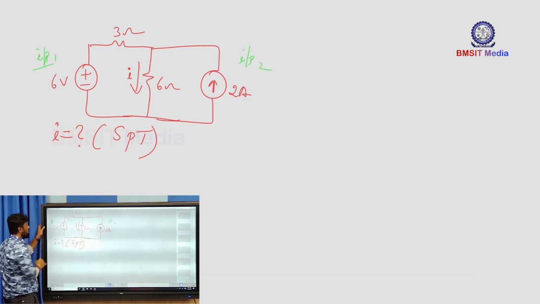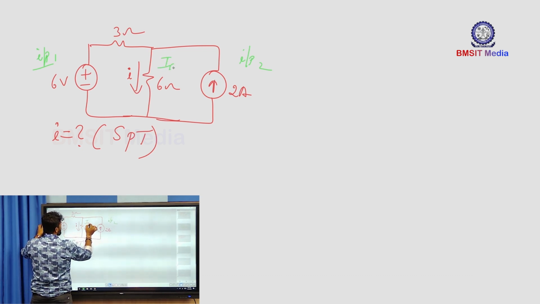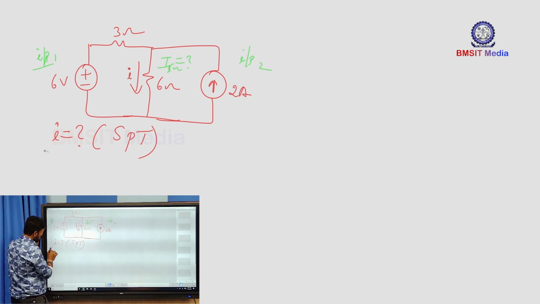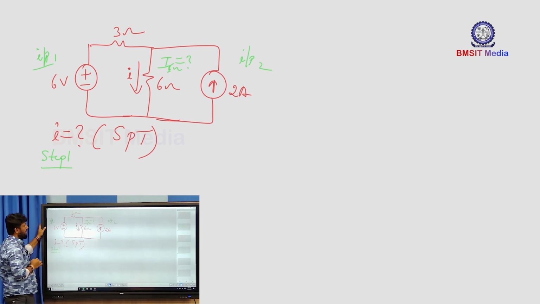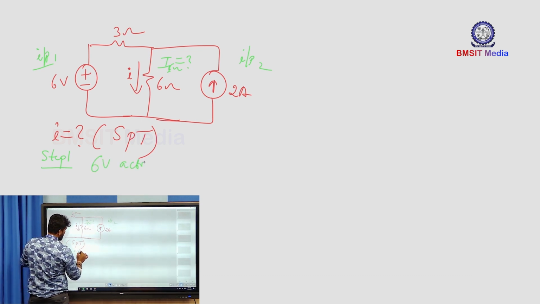So we need to find out the response. The response is the current flowing through the 6 ohm resistance. The current flowing through the 6 ohm resistance is the response. We need to find it with the help of SPT. Now I will consider step 1. As I said, in step 1 you consider one source acting at a time. There are 2 sources here. So I am first considering the 6 volt source acting alone.